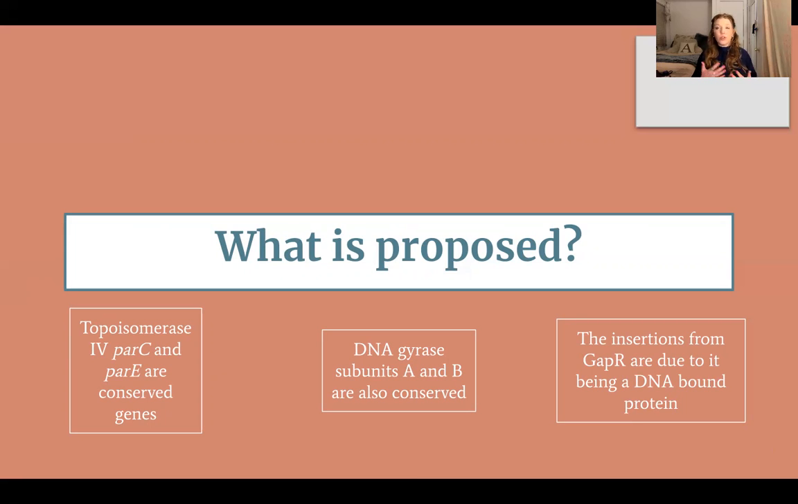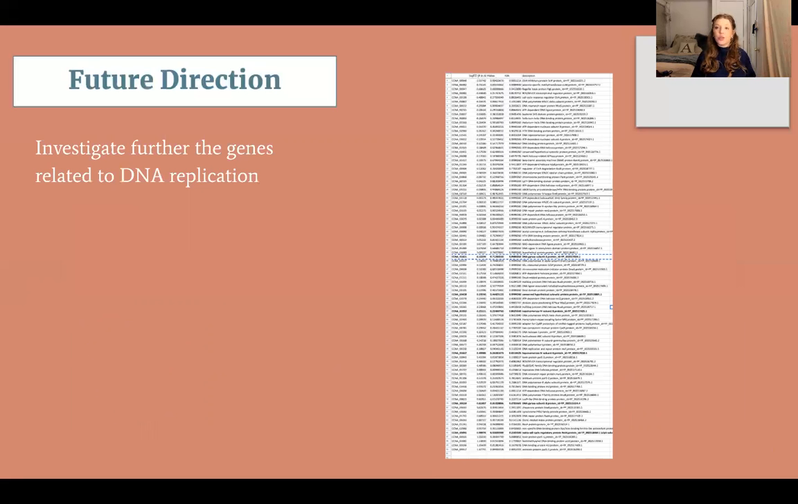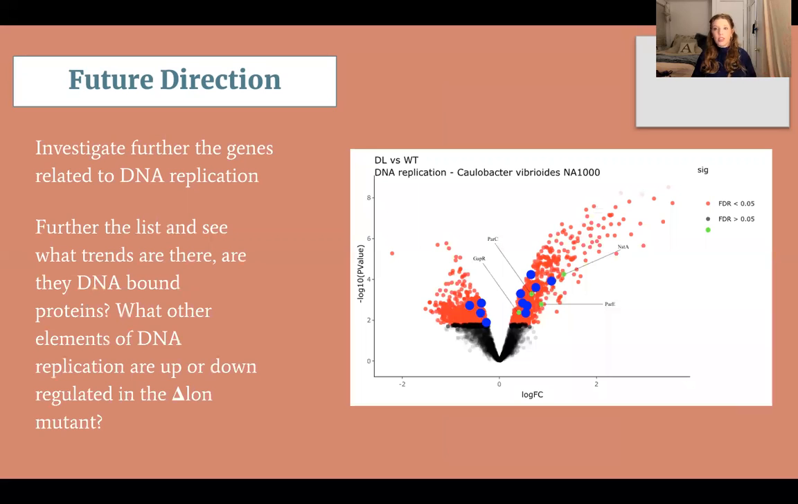Obviously, my results are not concluded at this time, but that's where the further directions come in. I have a list already of a lot of genes involved in DNA replication and topoisomerase 4 activity, but I want to investigate that further. I really want to go into this volcano plot and see what types of genes they are, if those are DNA-bound proteins, if they're just DNA replication genes in general. I want to see those trends, and hopefully I'll be able to conclude those within the next few weeks.